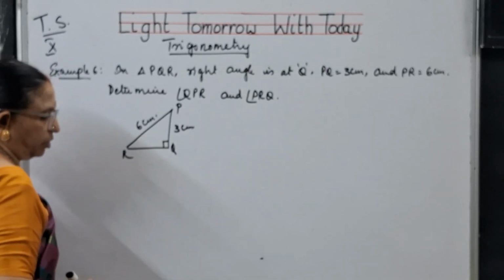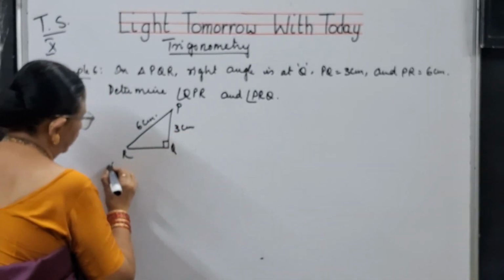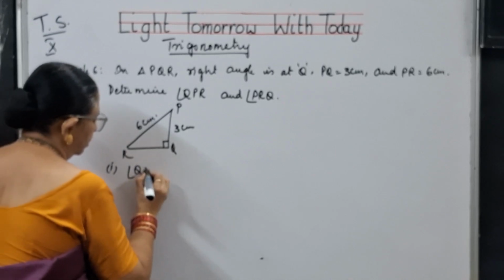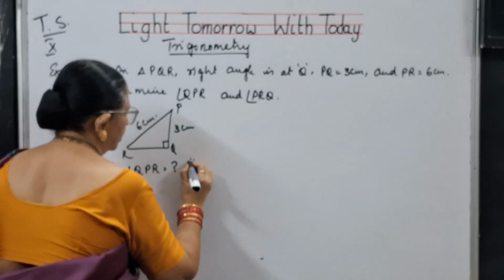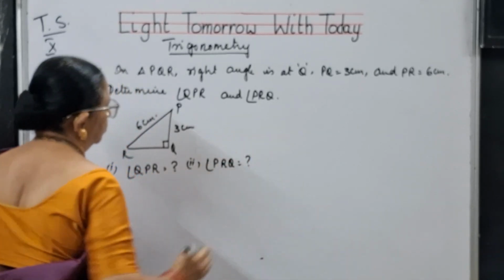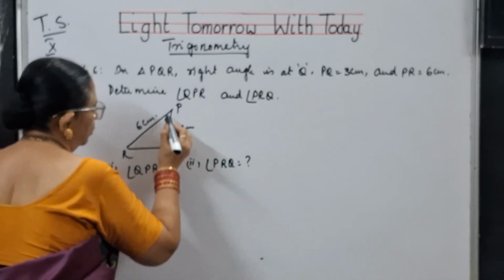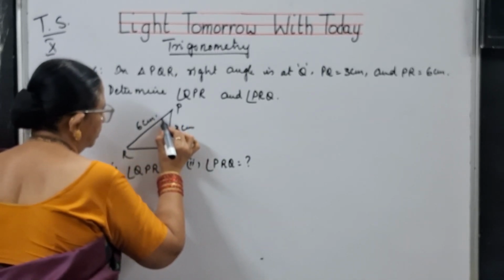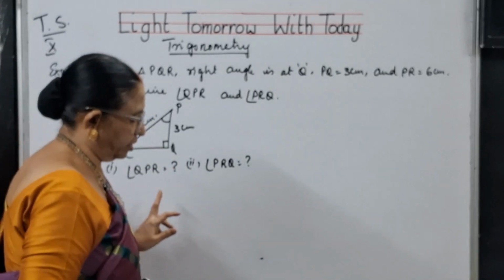And then what you have got? First one is angle QPR is equal to how much? And second bit is angle PRQ is equal to how much? This is the question. See children, angle QPR means this angle, what is it? So what is this angle, children?